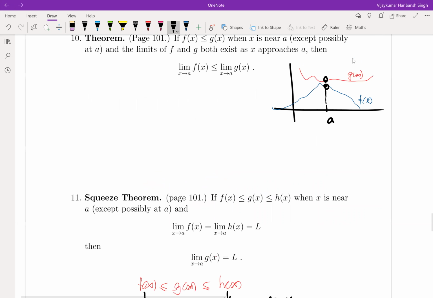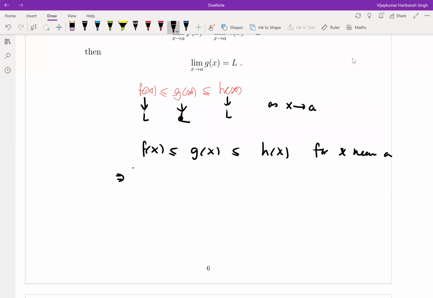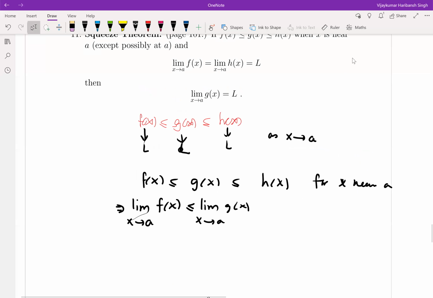Okay, it follows from the previous one. So let's see. We have f of x less than or equal to g of x less than or equal to h of x, for all x near a, and the limits exist there. That would mean the limit as x goes to a of f of x is less than or equal to the limit as x goes to a of g of x, using the first part here. Similarly, you can apply the same thing on these two functions as well. You get this limit is less than or equal to the limit as x goes to a of h of x.